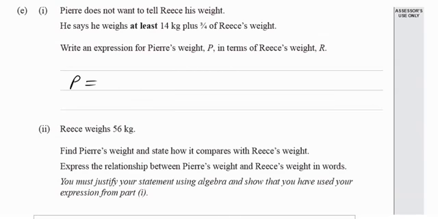Okay, so let's see here. We know that he weighs 14 kg plus 3/4 of Reese's weight, and that's it. That's all we need to write here.